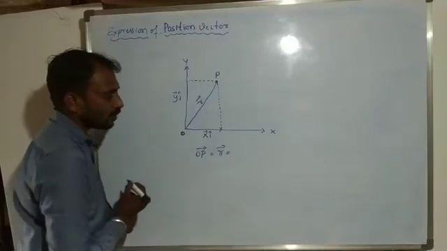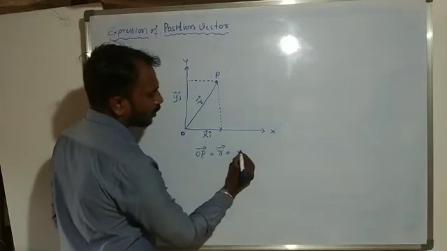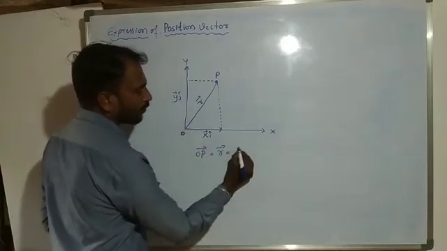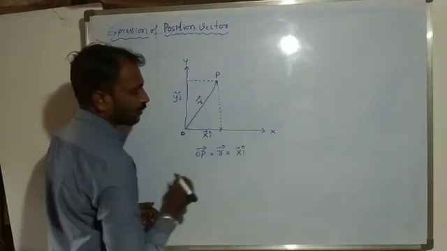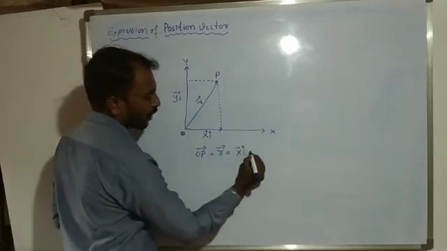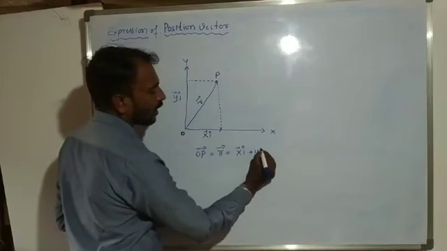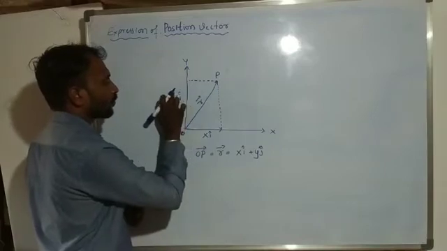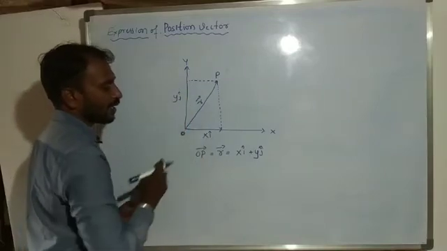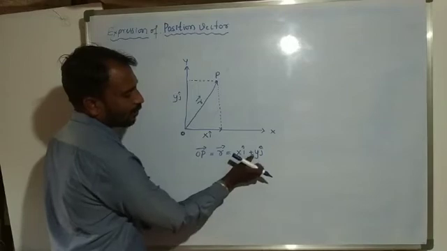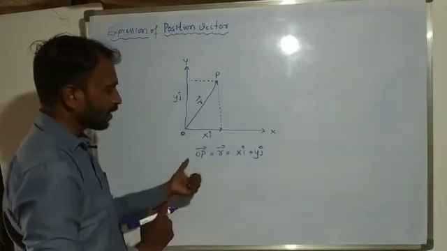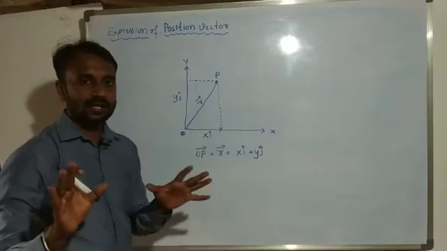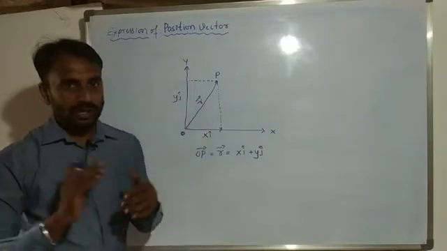So here the position vector along the x axis means the x axis component x i cap, and the y axis component y j cap. So x i cap plus y j cap. This one is a vector, it means a position vector. Here we consider a resultant vector or a position vector.